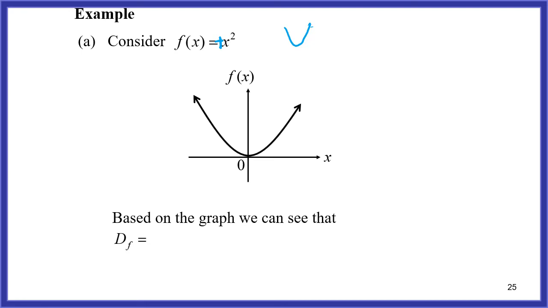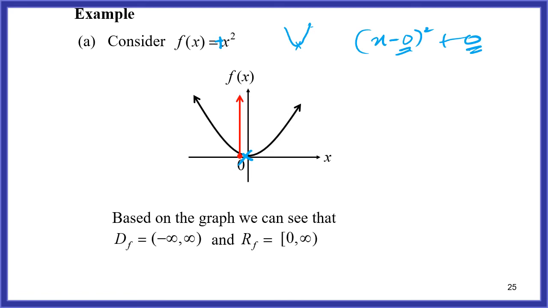And then how to find the minimum point? Look at the graph, it should be (x minus 0) squared plus 0. So the minimum point should be (0, 0). So this is our graph with the minimum point at (0, 0). And based on the graph, we can see that the domain of f starts from negative infinity to infinity, but the range will start from 0 to infinity. Okay, 0 must be included.